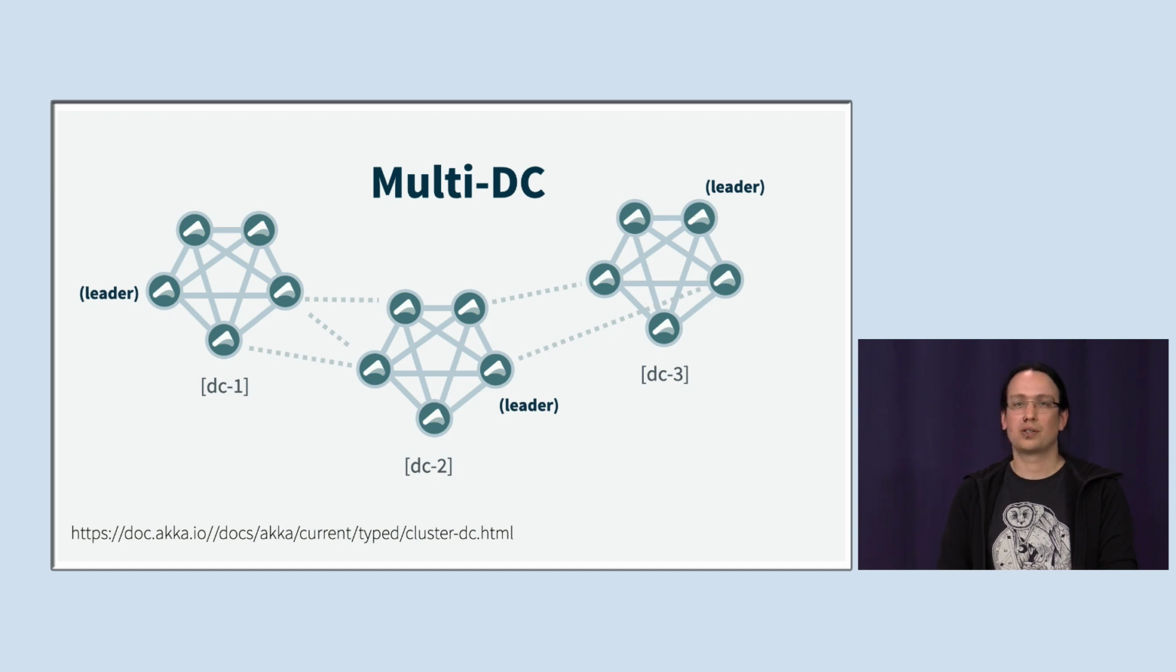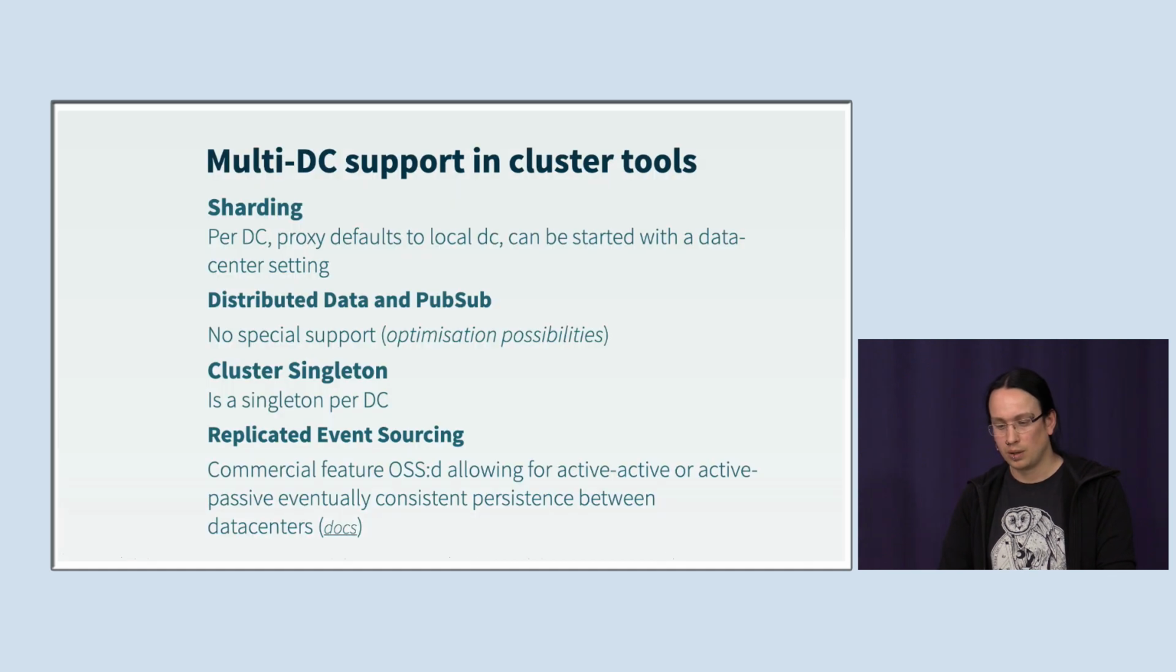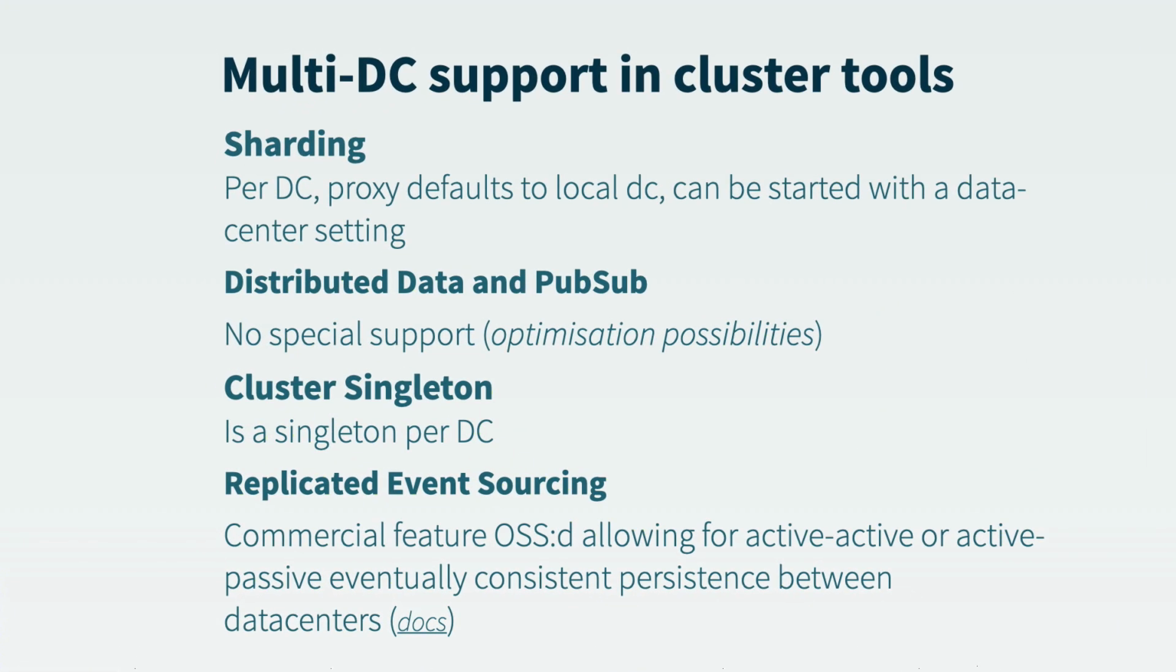So each of these clusters will basically be a separate cluster, but they can interact in between with messages. So actors in one data center can send messages to actors in a different one. In the cluster tools, if you run sharding, it will be one set of sharding per data center. It will guarantee one instance of an entity, an actor, in the same data center, but not across data centers.